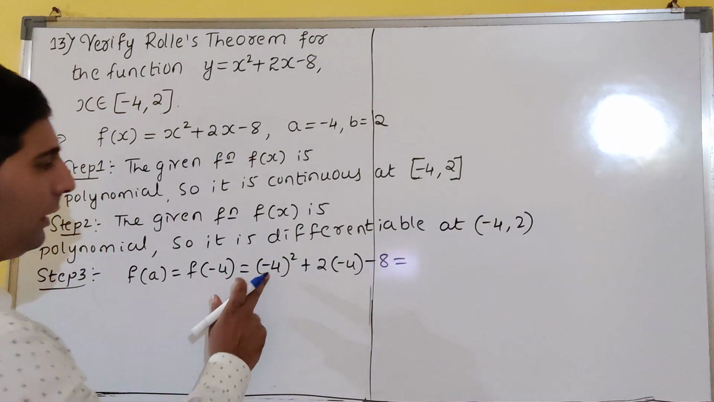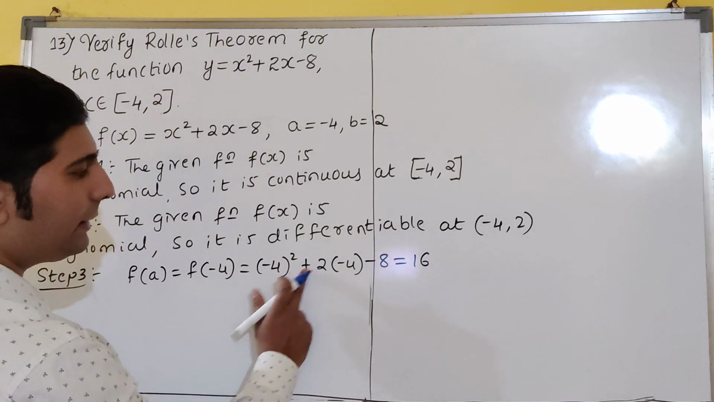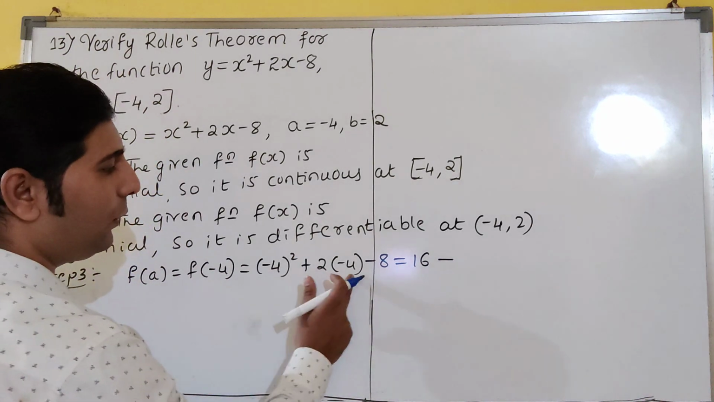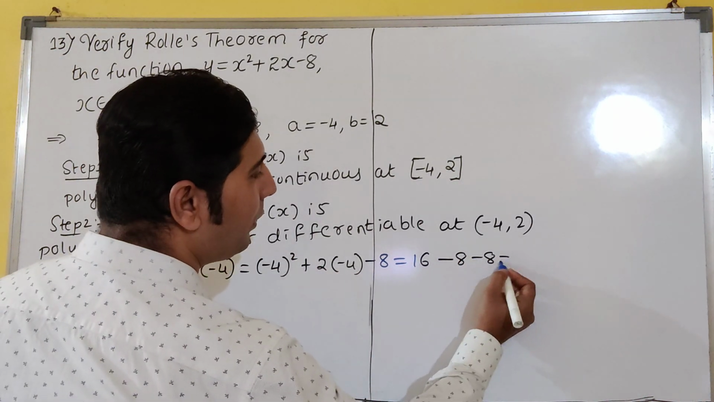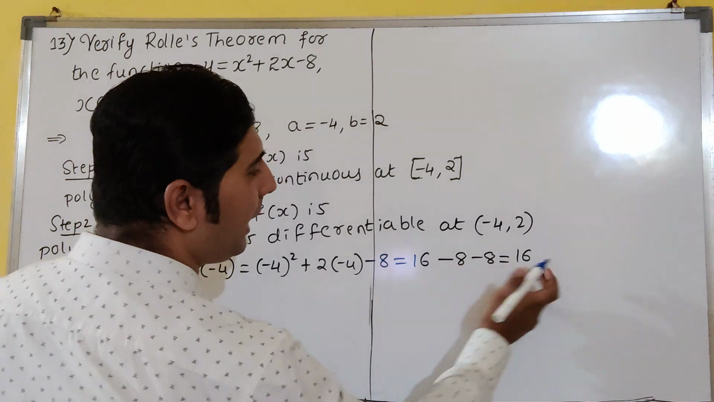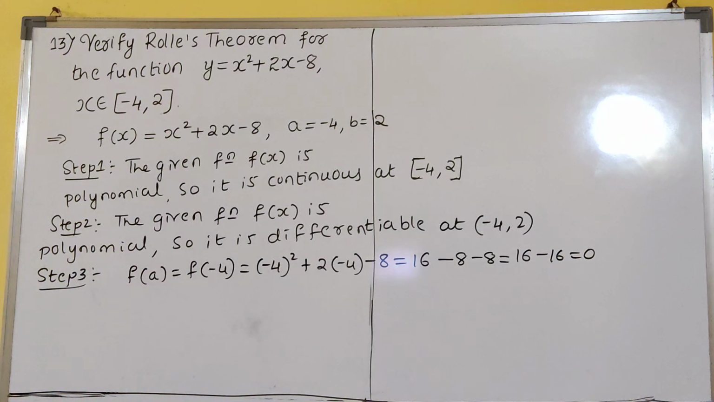How much you will get? You see. Minus 4 square is 16, plus 2 into minus 4 is minus 8, and minus 8 one more. 16 minus 8 minus 8, how much? That is equal to 0, dear students. I hope it is clear.